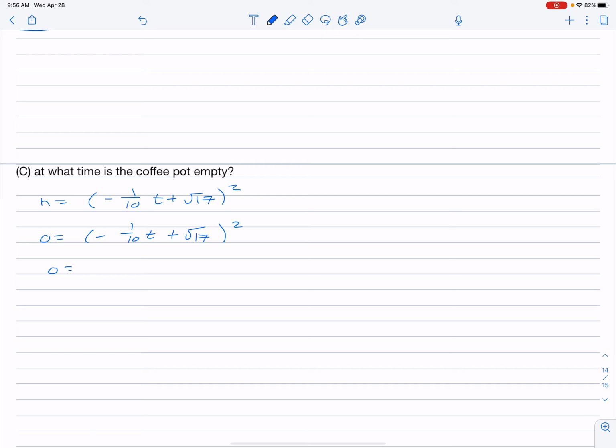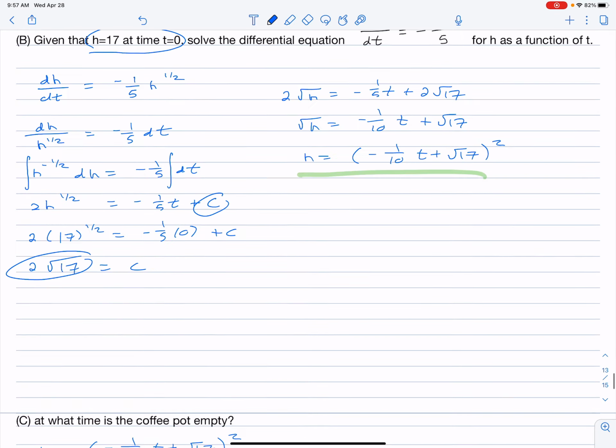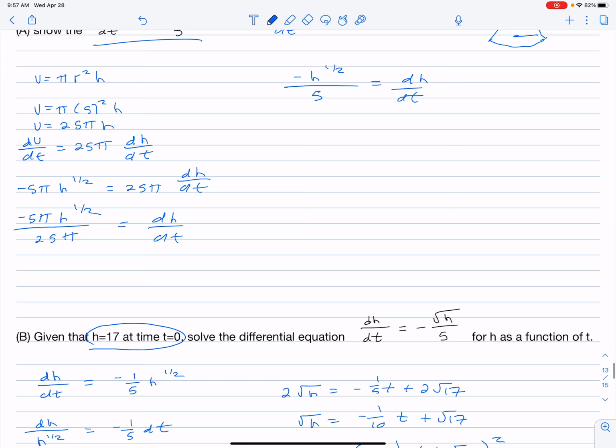So I want to know when this is true. And this is true when positive 1/10 t equals root 17. Multiply both sides by 10. So when t equals 10 root 17 seconds, that's when the coffee pot is empty. Okay, that is problem number 9. I will see you in the next one.